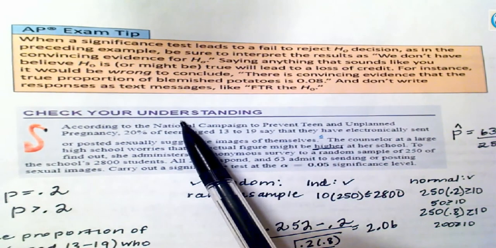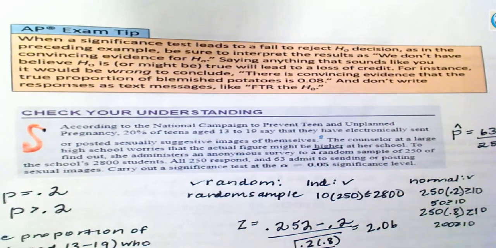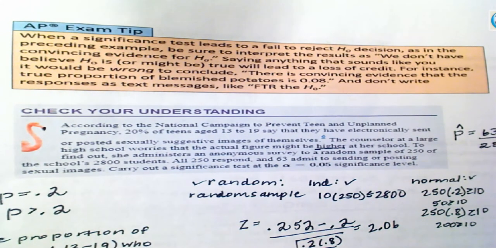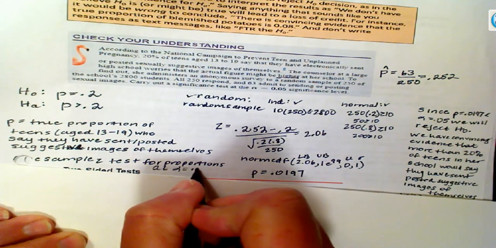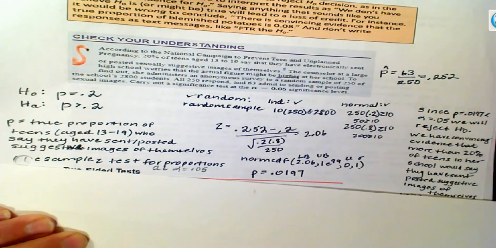So what I would like for you guys to do is go through this check your understanding. Take a minute, stop, go through the whole procedure, and then check it with my answers. Check and see: do you have the hypothesis statement correct? State what the p is. It's a one sample z-test for proportions, and you could put alpha equals 0.05. I usually do put that there. I checked to see if it was random, independent, normal. I did my z equals.